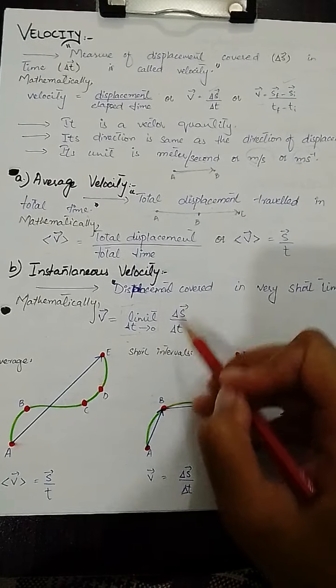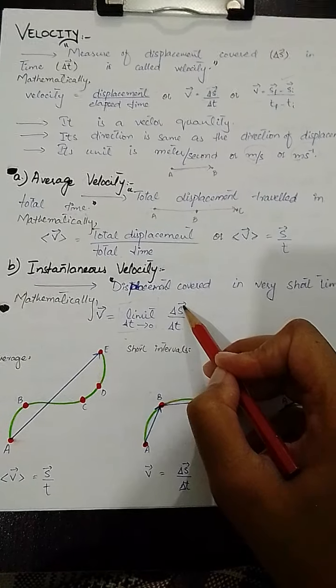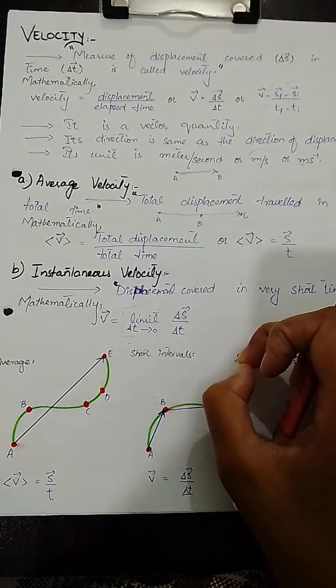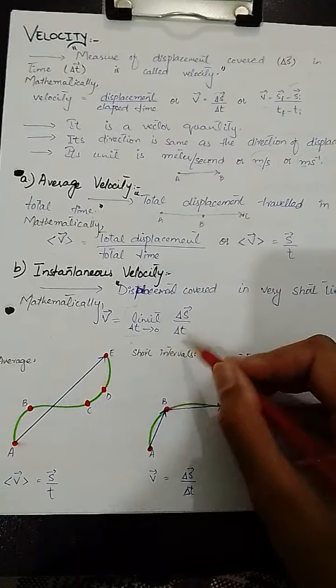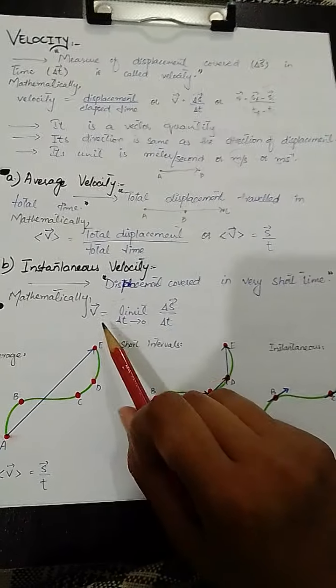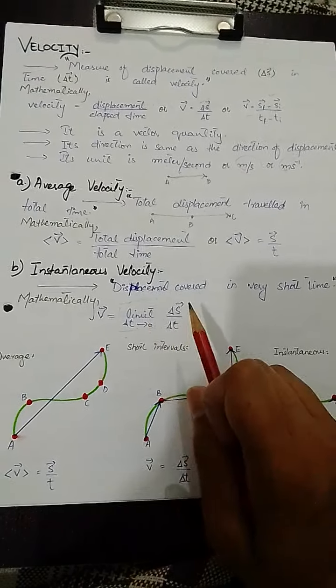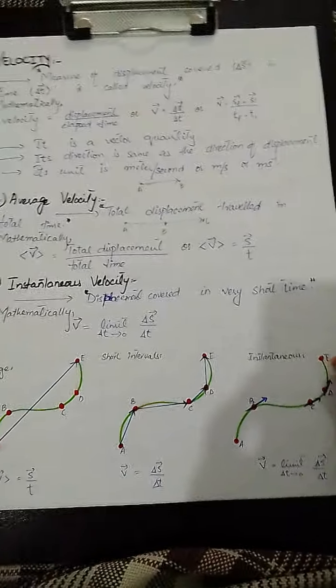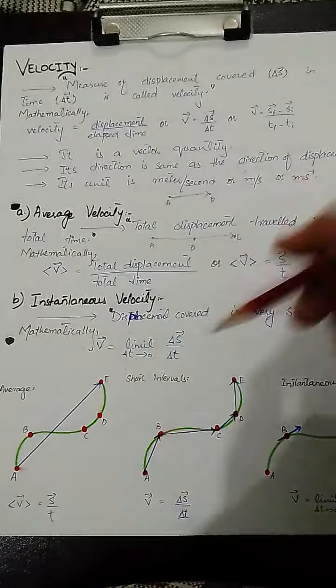Del s vector divided by del t, where del s vector is the displacement for that specific period of time and del t is the time elapsed, right? So in this case v equals the limit del t approaches 0 of del s by del t, which is the instantaneous velocity. Now we are going to compare these velocities with one another.